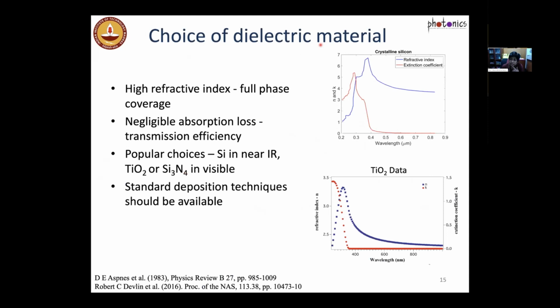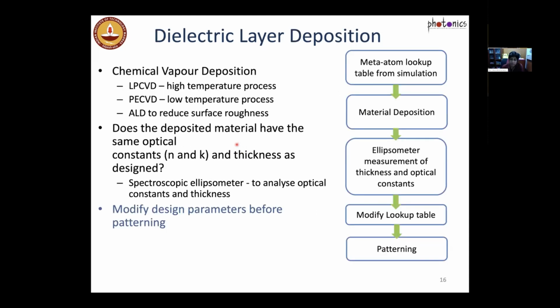Our choice of dielectric material is very important. If you're working in the infrared, you can easily use silicon or some form of polysilicon. Even though we're working at 600 nanometers and above, we have been using silicon. But if you want to go any lower in the visible region, you would have to use a different material. And it's important to use a material for which some standard deposition is available.